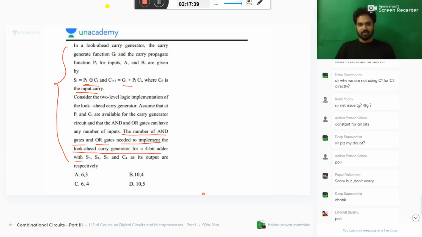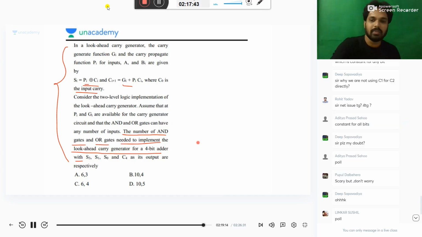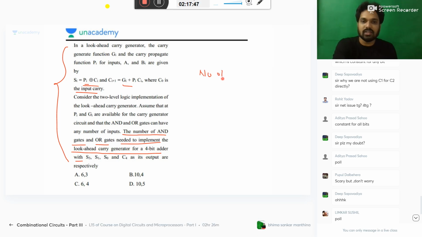Don't answer from the previous. I don't know, some people might not have studied for that. Please concentrate properly. This is direct from the previous analysis. Number of OR gates is equal to n. Here n equal to 4.